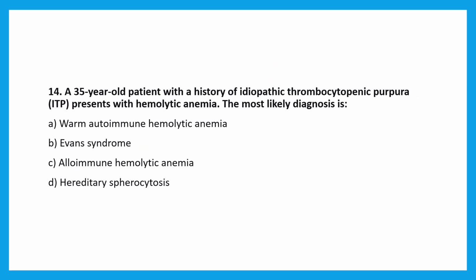A 35-year-old patient with a history of idiopathic thrombocytopenic purpura presents with hemolytic anemia. The most likely diagnosis is what? I'm always circling the age, because age is a very good indicator of some parameters that we might not be able to observe in some age groups. So age is actually the most important. That's why the question is not starting just as a patient with a history, no, a 35-year-old, because it's telling us something.